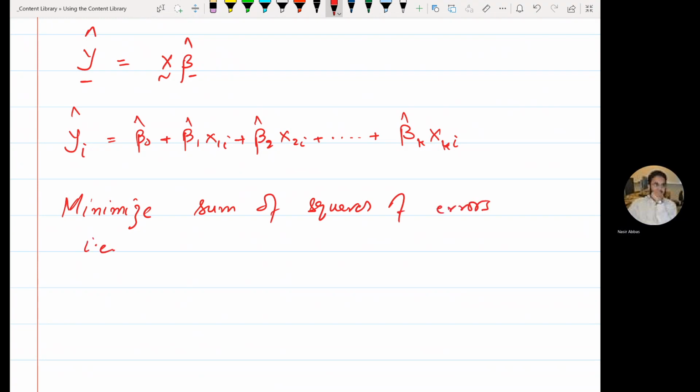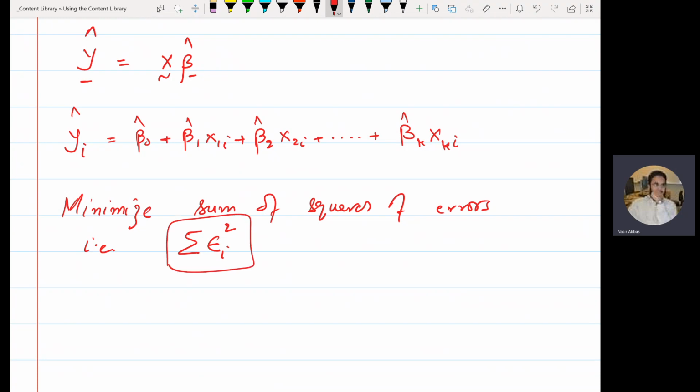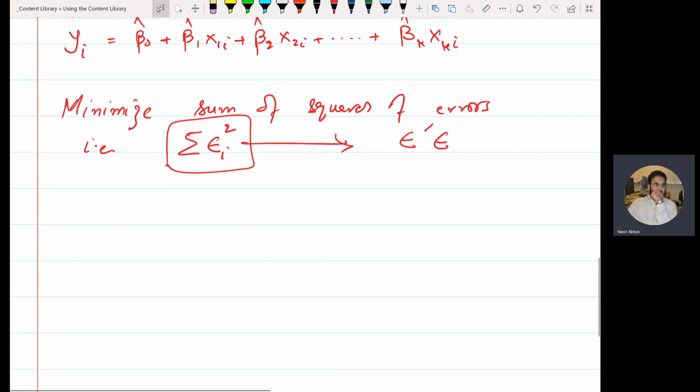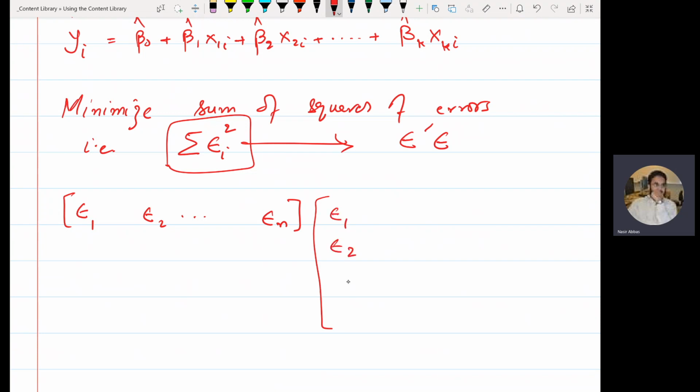That is, we'll minimize this quantity. But the question is, how do you denote this quantity in matrices? The answer is this same quantity in matrices can be written as epsilon prime epsilon. To show this, here is epsilon prime: epsilon 1, epsilon 2, all the way up to epsilon n. This is the transpose of epsilon. And epsilon itself, we define it like this, a vector of all the epsilons, correct?